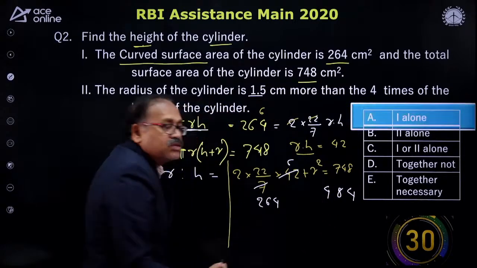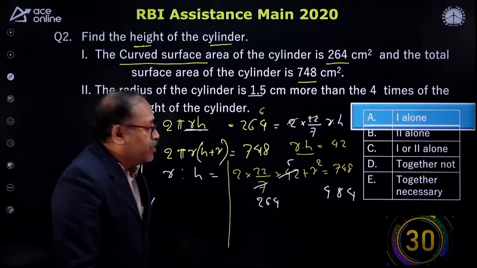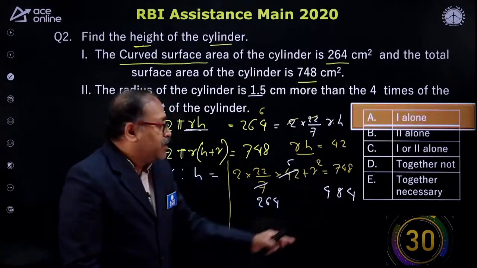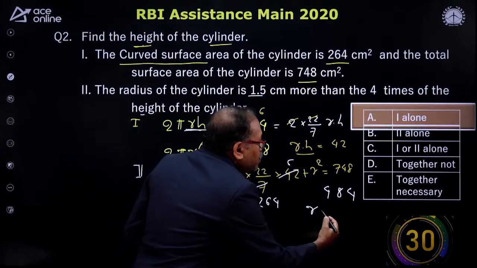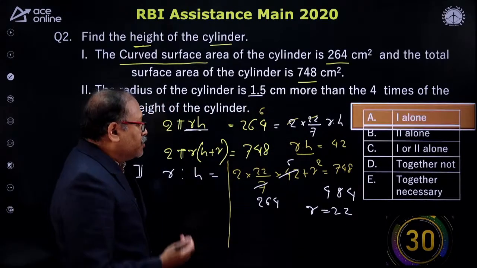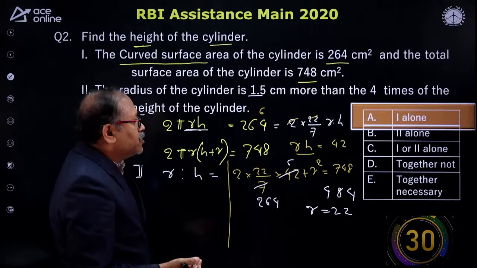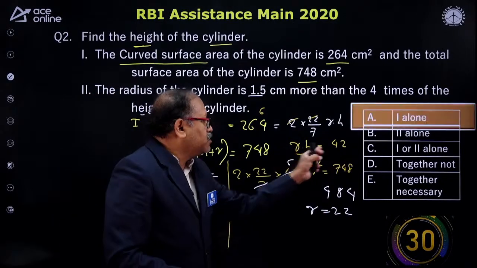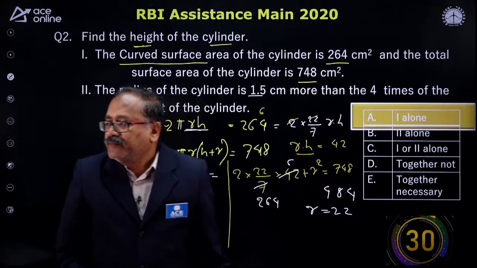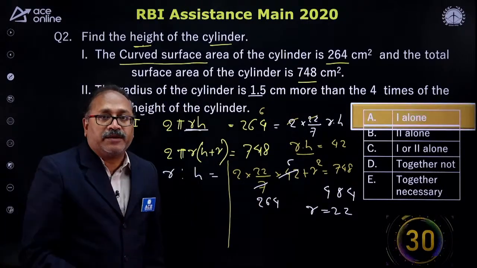So I am getting R square is equal to 484. Then what is R? I know this is 22 square. So R is equal to 22. Will it be 22? Yes, R is equal to 22. So when I get the R, I will get the H value, whatever in decimal I get. That's right, sir. Moving on to the next question here.